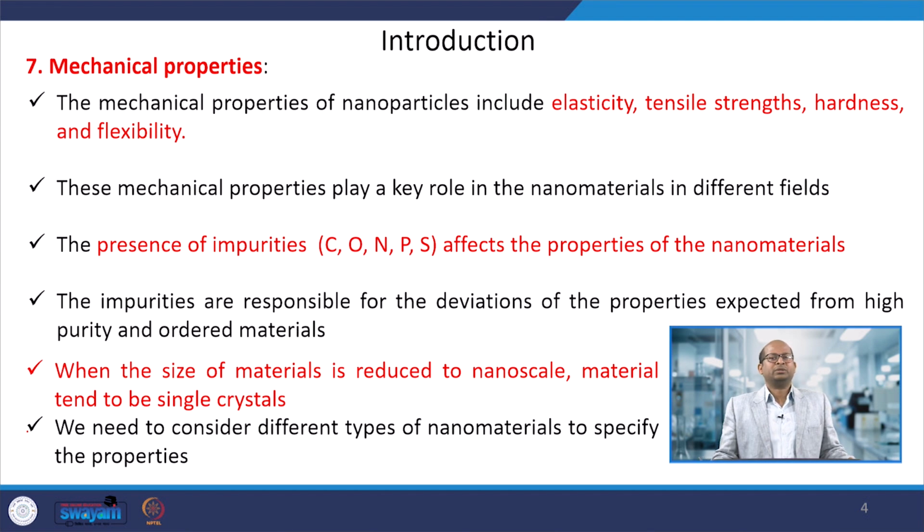Once we use a particular metal, let us say iron or steel, other non-metal components may also be present, such as carbon or oxygen. Then the mechanical properties of the material will change. The size of the material also matters: if we go from bulk to nanoscale, the material changes from a large size to a smaller size, and it changes into single crystalline material. So depending upon the type of nanomaterial, a specific property is present.